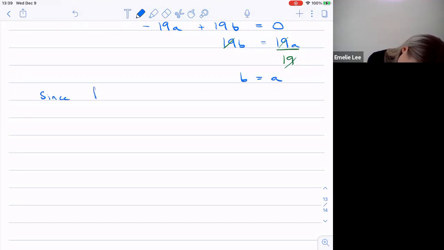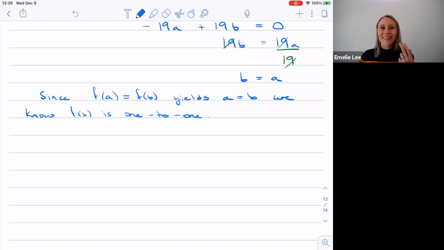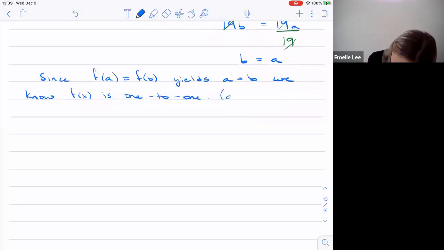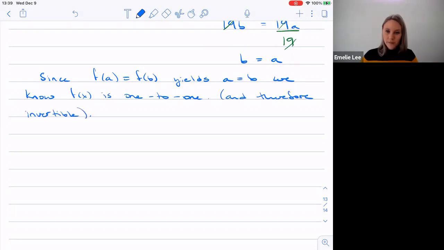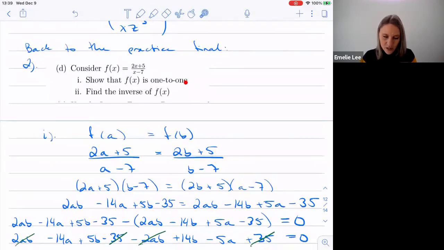So since f of a equal to f of b yields a equal to b, we know f of x is 1-to-1. Right, we've proven that it's 1-to-1 and therefore invertible. So here I told you that it's 1-to-1, right? So now we know that we can find the inverse.